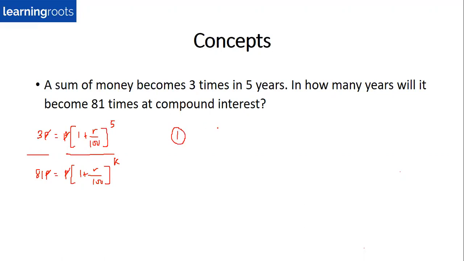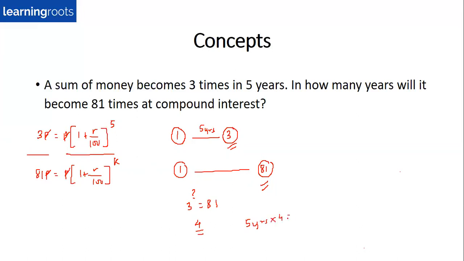So 1 becoming 3 in 5 years, right? Now the question is 1 becoming what? Becoming 81 in how many years? So just find what power this number is of this number. So 3 raised to what gives you 81. Okay, so 3 raised to 1 is 3, 3 square 9, 3 cube 27, and 3 raised to 4 is 81. Okay, so that gives me 4. You just need to multiply the time that you have, 5 years, into 4. That will give you 20 years as the answer. Okay.